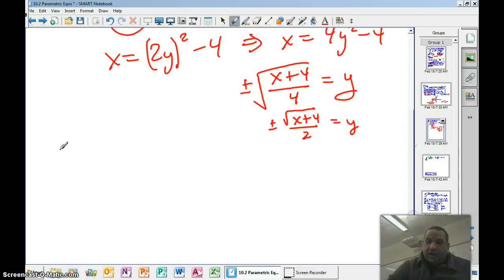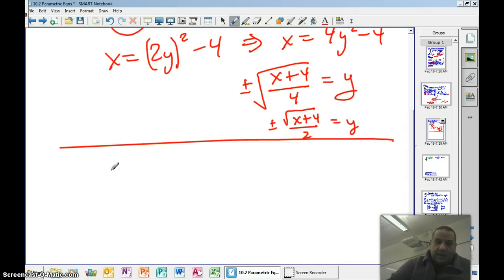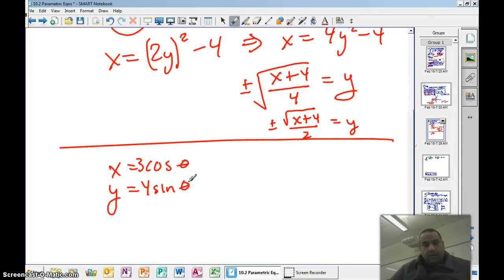Now, sometimes we use trig functions when we do this. All right? x equals cosine of theta, y equals sine of theta. Well, let's do x equals 3 cosine theta, y equals 4 sine theta, with theta going between 0 and 2 pi, because these things can be cyclic. Actually, 2 pi and 0 are the same, so we'll make it strict.